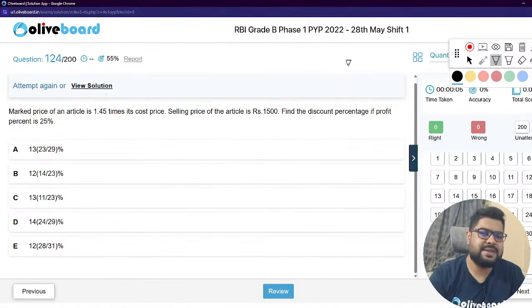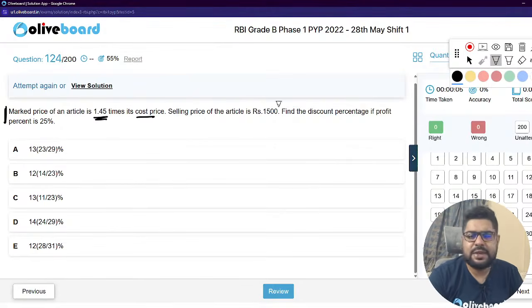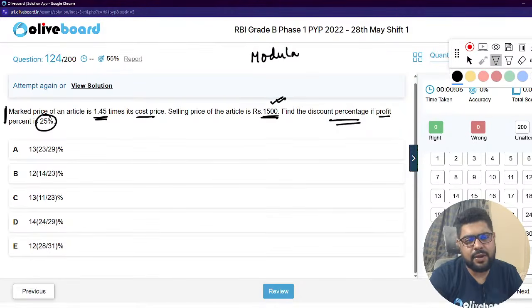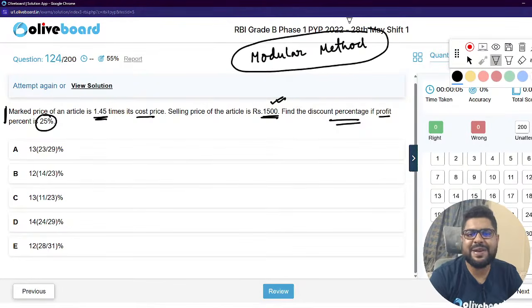Sir, mark price. This also looks like a very simple case. Mark price is 1.45 times of cost price. ठीक है. So in these situations, as a selling price is given, if you have a value, it's always better to start exactly from there. And discount percentage they're asking us to find, profit percentage is given. Now I have shown you in my classes something called a modular method, which is nothing but a fancy way of saying unitary method.